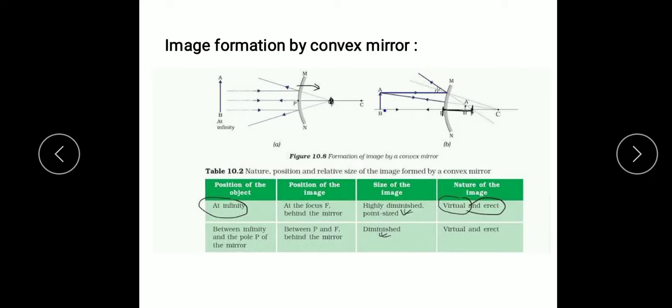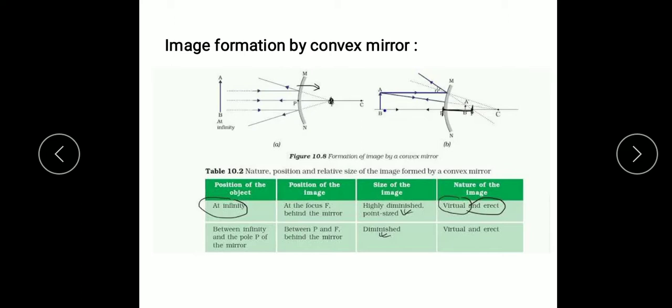And now the image formation by a convex mirror. For studying the image formed by a convex mirror, there are two positions of the object to be considered. Firstly, when the object is at infinity, and the second one is when the object is at a finite distance from the mirror. This table gives the position of the object, the size of the image and the nature of the image. Now let us discuss the image formation with a ray diagram.